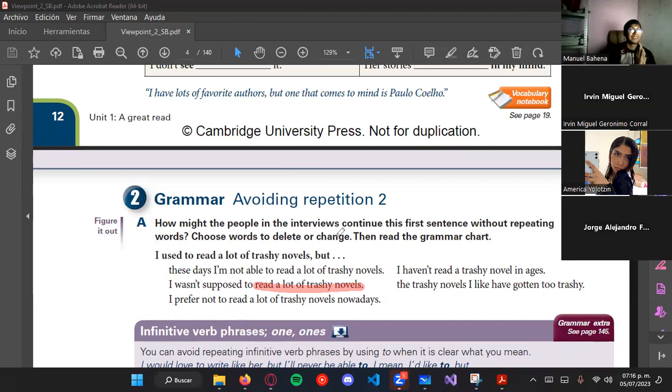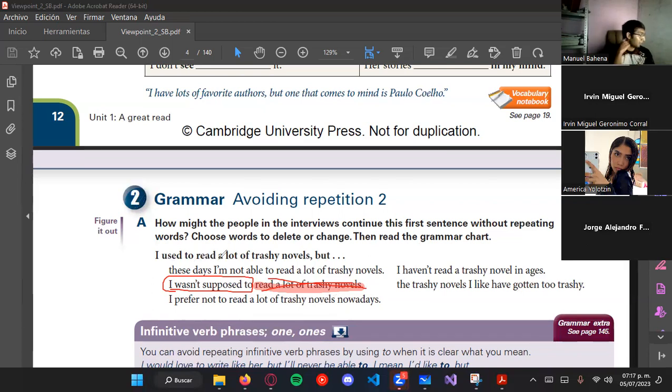Oh, I have the answer. Okay. America, help. Just to delete the last part, for example, it could be like, "I used to read a lot of trashy novels, but I wasn't supposed to." There we go. And that's it. Exactly, America. Just like that. We can always just delete this part and just leave it here. Y dejarlo hasta aquí.